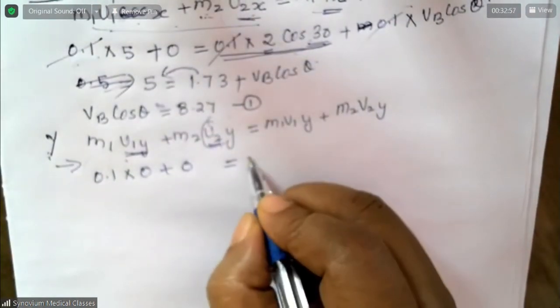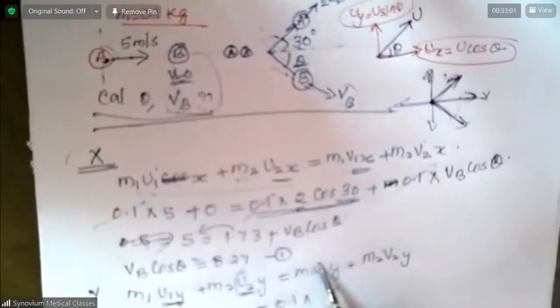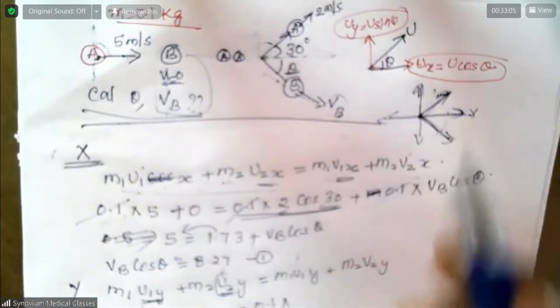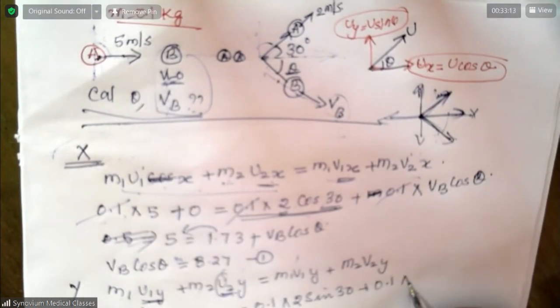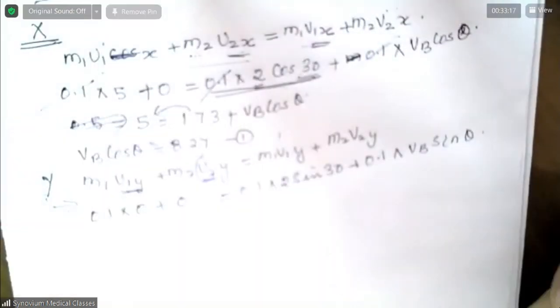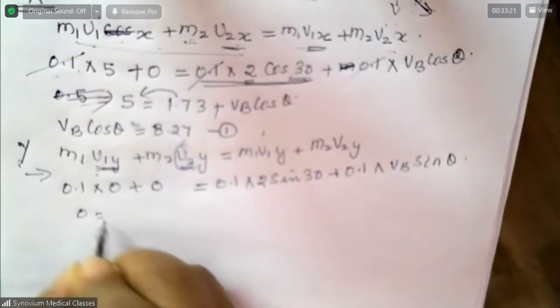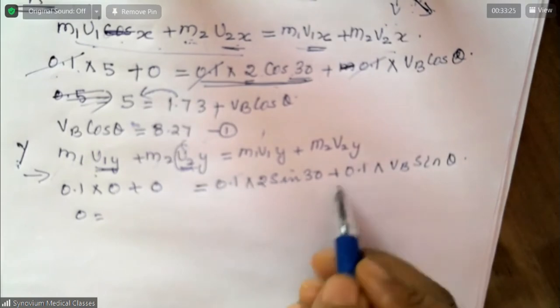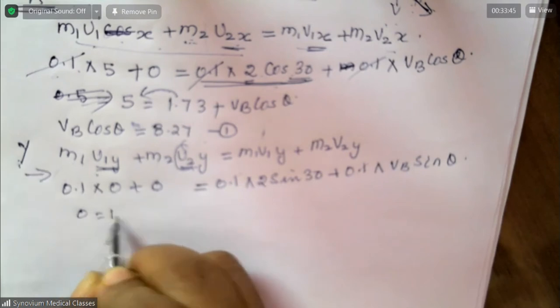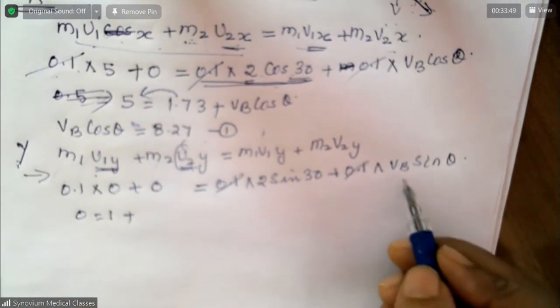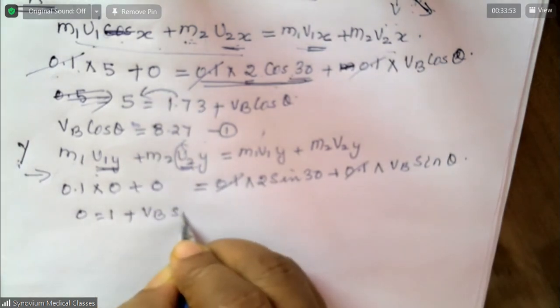Is equal to M1, 0.1 into V1y. V1y is, this is V1, the y component is sine 30. V1 is 2 sine 30, plus 0.1 into VB sine theta. Simplify: 0 is equal to, we can cancel the 0.1, 2 sine 30. 2 sine 30 is, oh no, sine 30 is 0.5, so it's 1. So 1 plus VB sine theta.